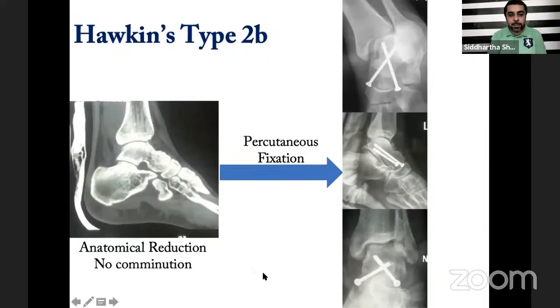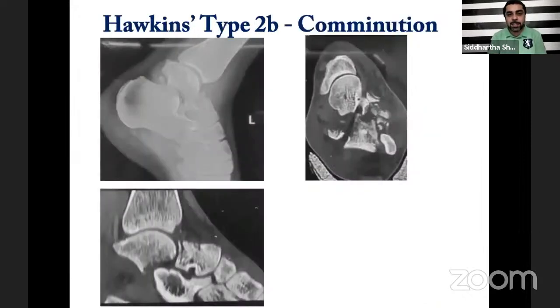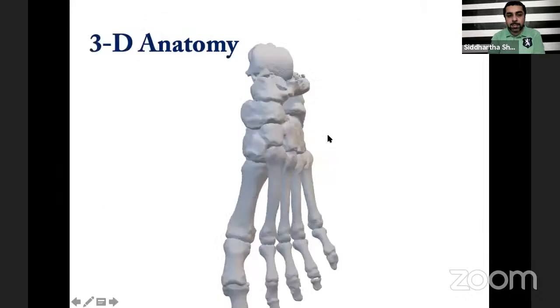The CT scan also shows that there is no residual displacement. And then this was followed up by percutaneous fixation. So another case, this is a Hawkins type 2B with comminution. And as you can see here, there is comminution on both the medial as well as the lateral sides.